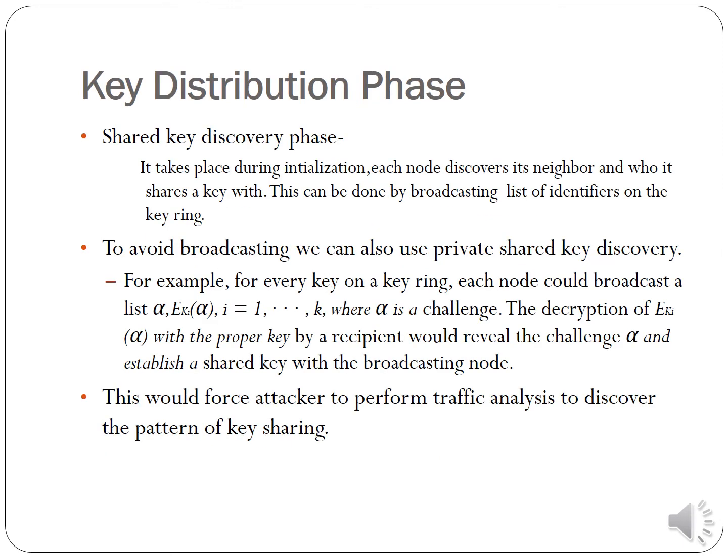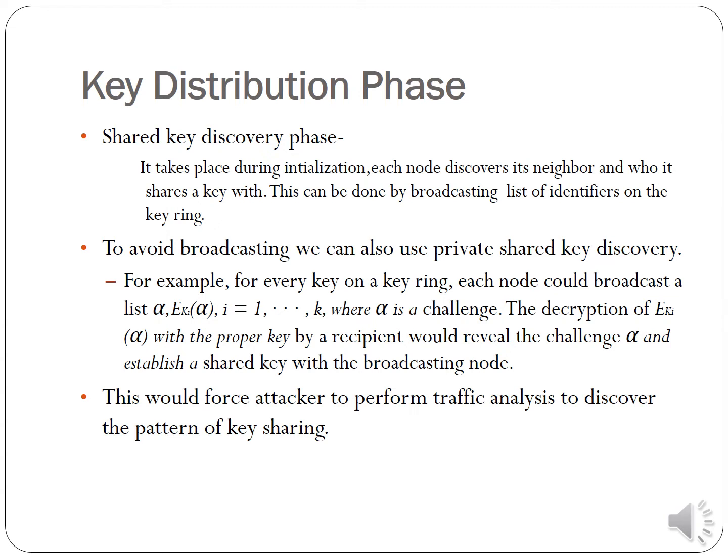Key distribution, shared key discovery phase. It takes place during initialization. Each node discovers its neighbors and who its key is shared with. This can be done by broadcasting. To avoid broadcasting, you have to have private shared key discovery. For example, for every key on the key ring, each node should broadcast a list of EK_i(alpha), where i ranges from 1 to k, and alpha is a challenge. Successful decryption of EK(alpha) by a neighbor would reveal the challenge alpha and establish a shared key with the broadcasting node.